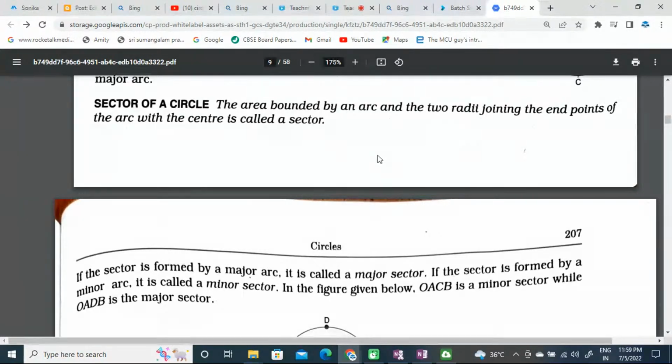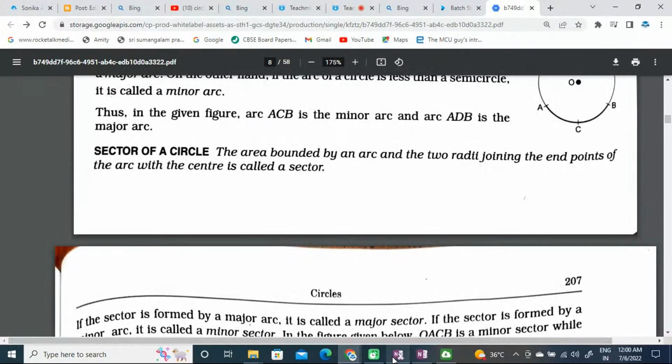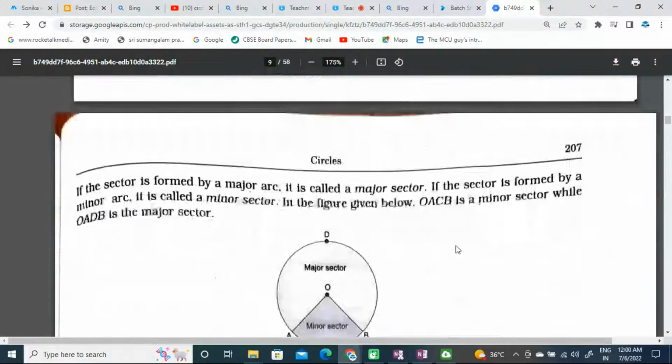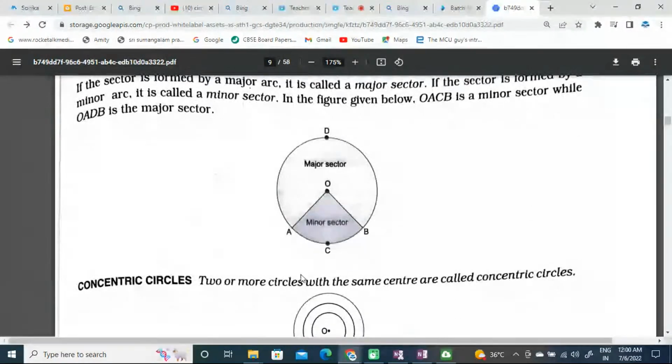The area bounded by an arc and the two radii joining the endpoints of the arc is called the sector. Listen, pay attention: the area bounded by an arc and the two radii joining the endpoints of the arc with the center is called a sector. Clear? So if we watch this figure, you can see over here two radii. AO and OB are the two radii, and this is termed as a sector.